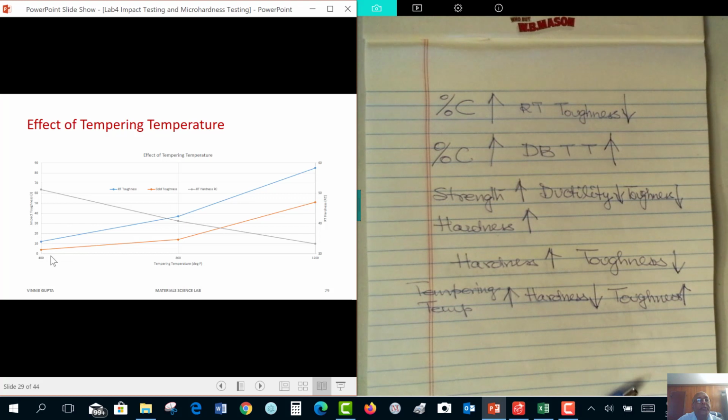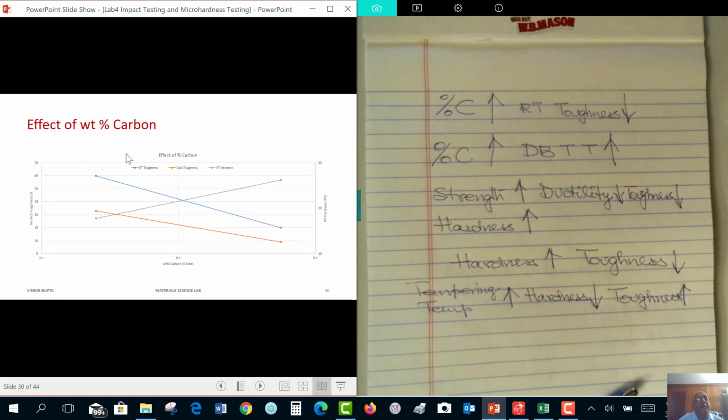Also, the low temperature toughness is always below the room temperature toughness. So there is some kind of a ductile to brittle transition going on. But our temperature was not low enough. If it was low enough, what would happen is we expect to see near zero impact toughness. So this red curve should have been essentially flat.